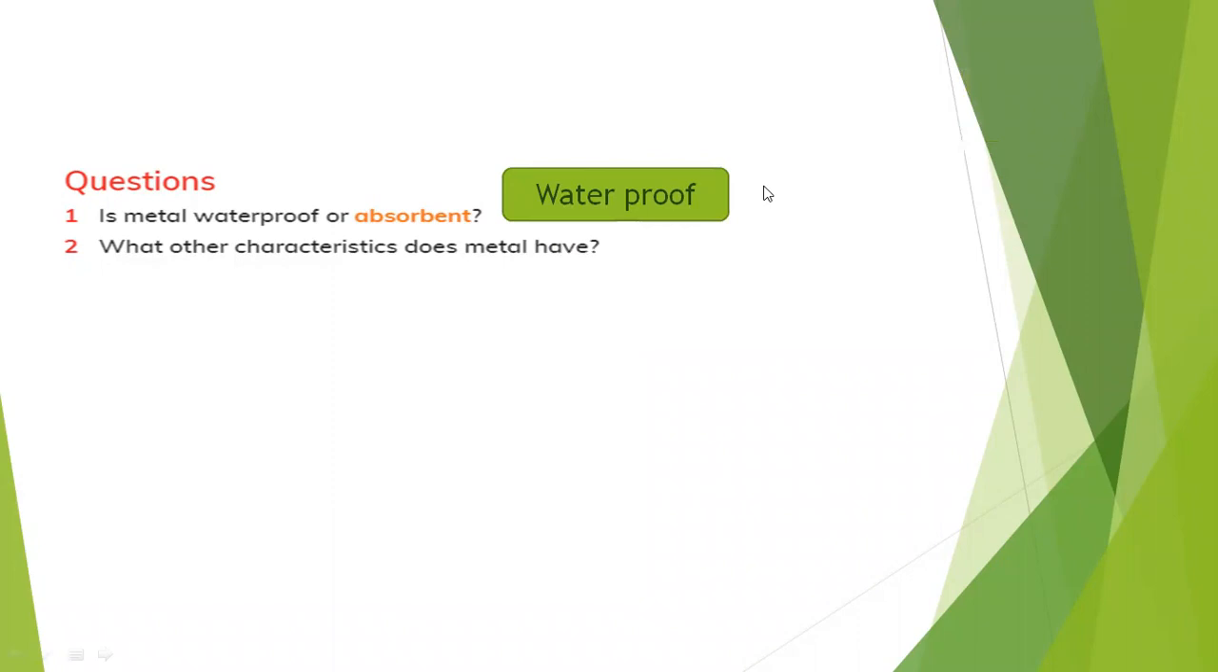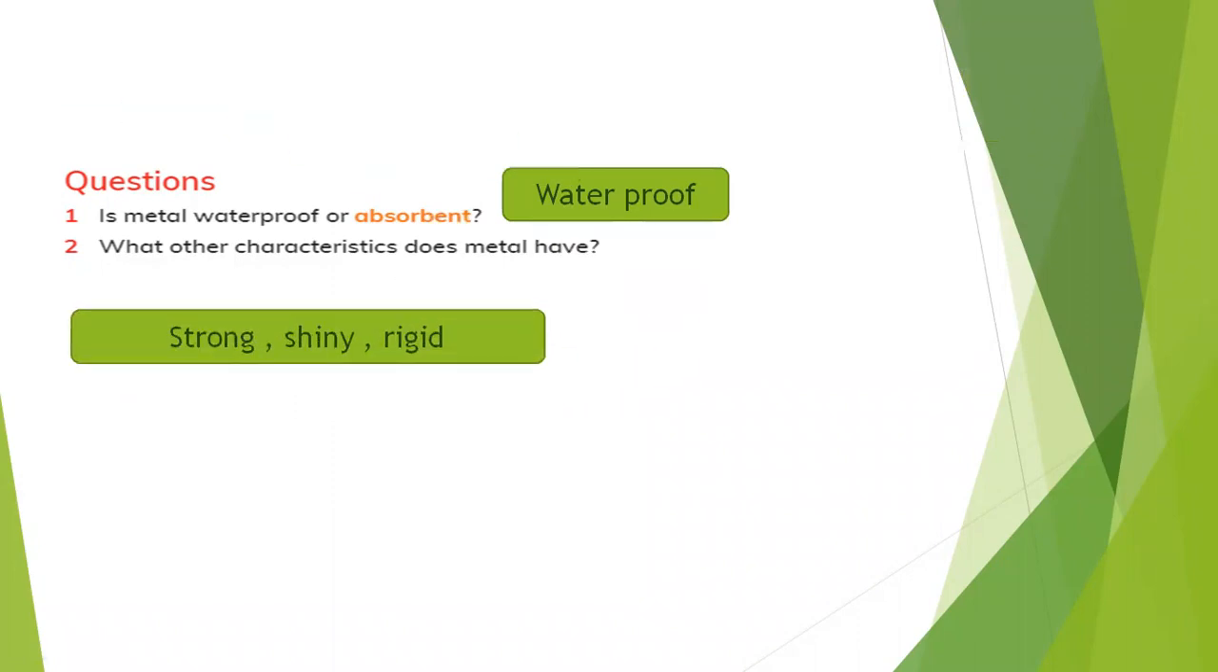What other characteristics does metal have? Metal is strong, shiny, and rigid. So these are the different characteristics of metal.